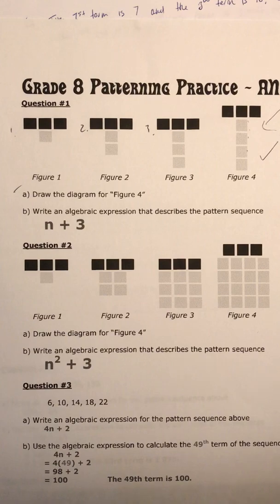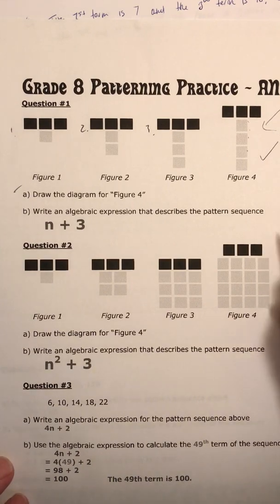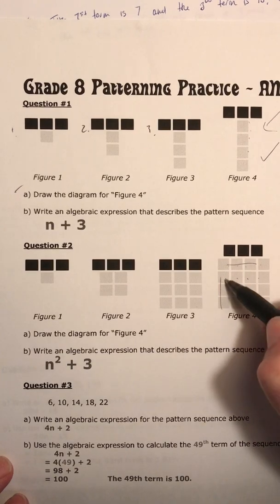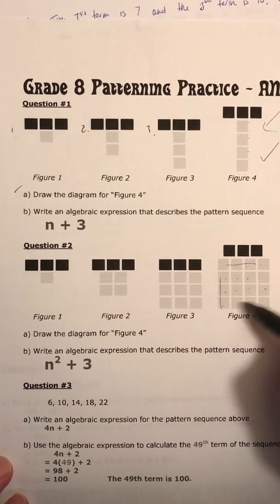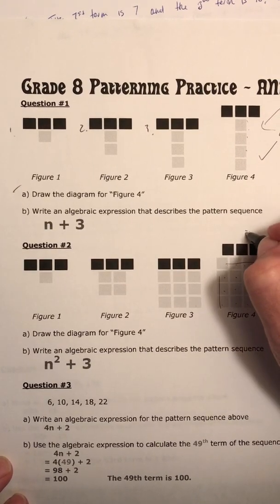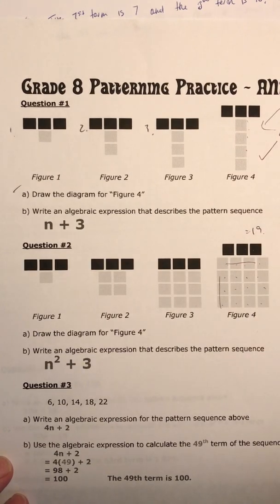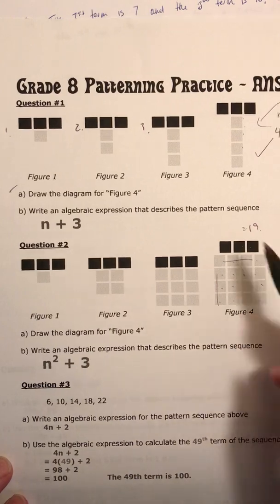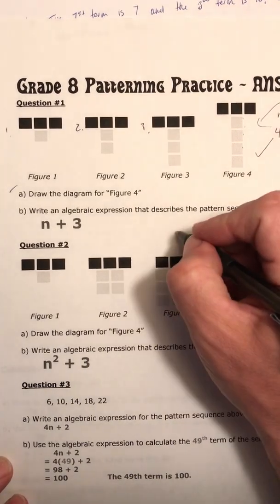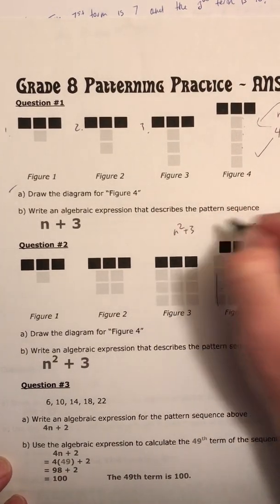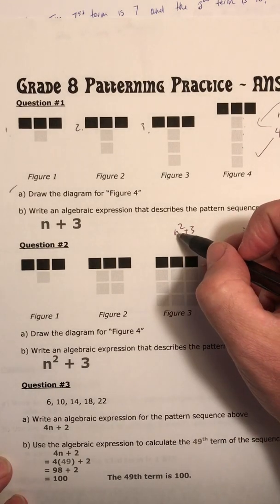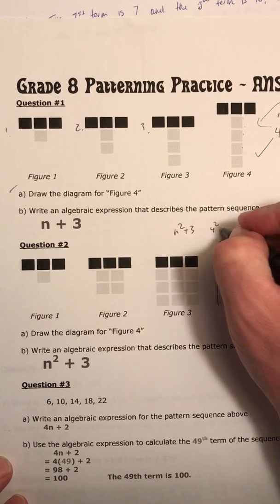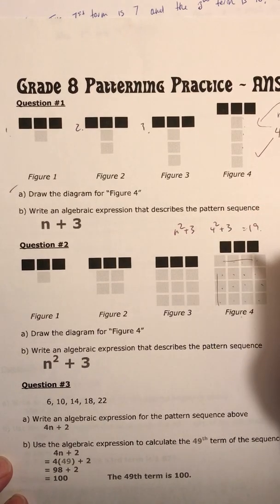So let's just look, for example, what's happening here. Okay, so we've got a 4 by 4 grid. 1, 2, 3, 4, 5, 6, 7, 8, 9, 10, 11, 12, 13, 14, 15. So we have 16, 17, 18, 19. So the total is 19. Okay, for this figure. 1, 2, 3, fourth term. If we substitute that fourth term in for our variable n, okay, we're going to go 4 squared plus 3.